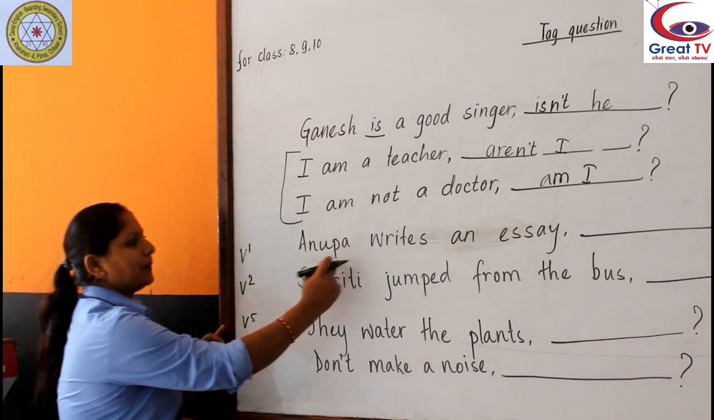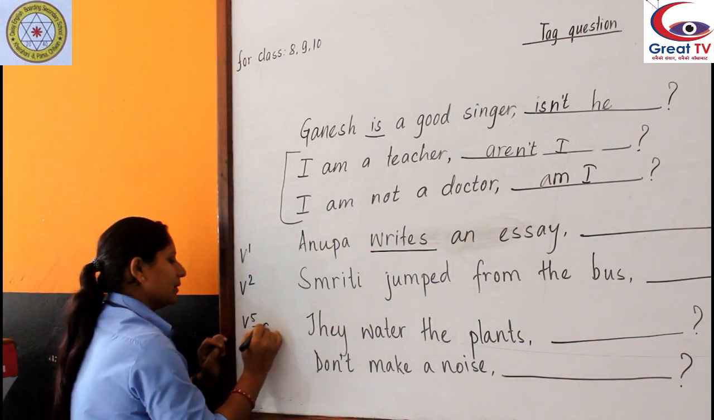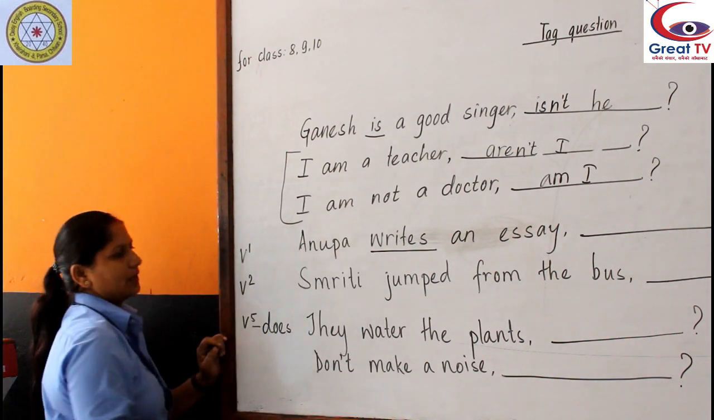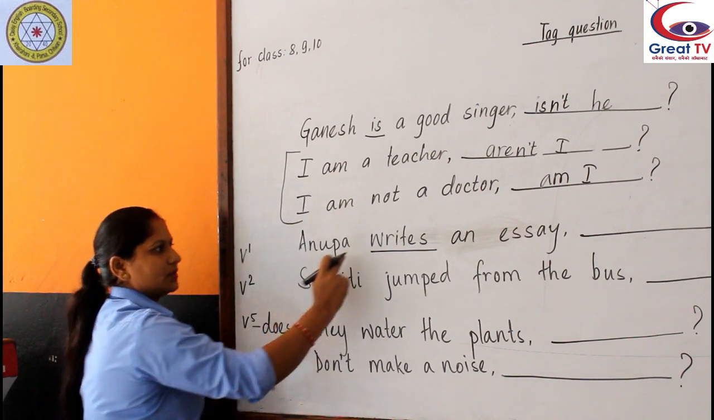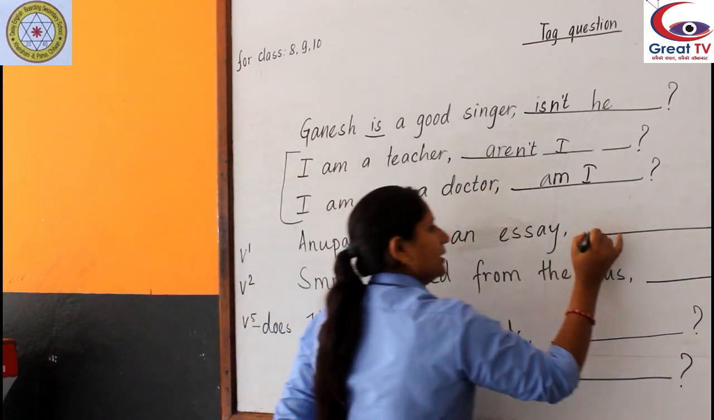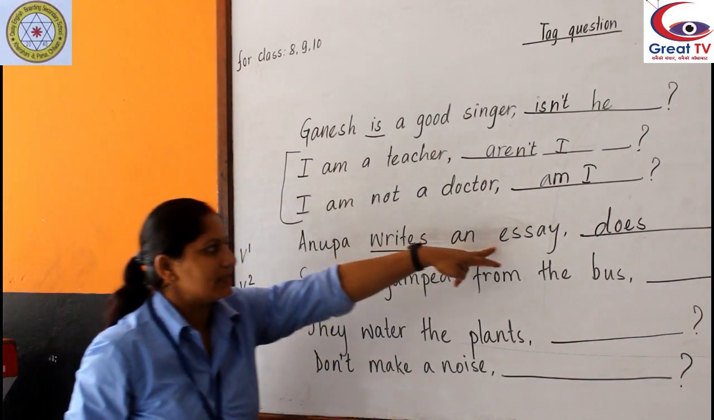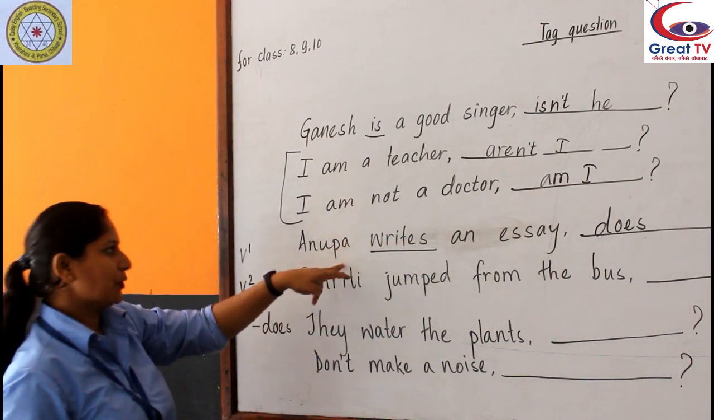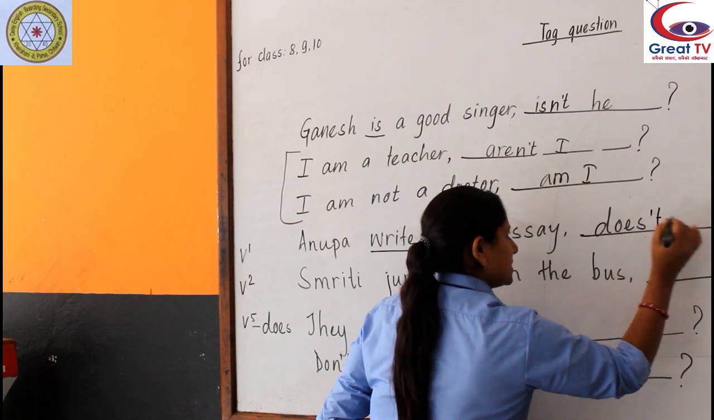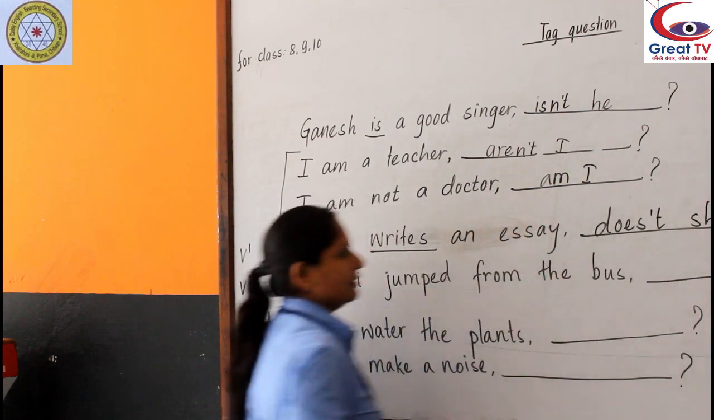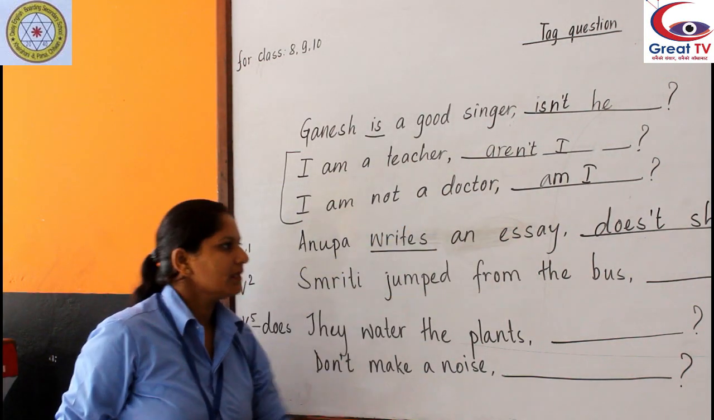Anupa writes an essay. Since writes is V5, we write does. With verb 5 we use does. And the sentence is positive or affirmative, that's why the negative tag, doesn't she. Anupa, being female in gender, becomes the pronoun she.